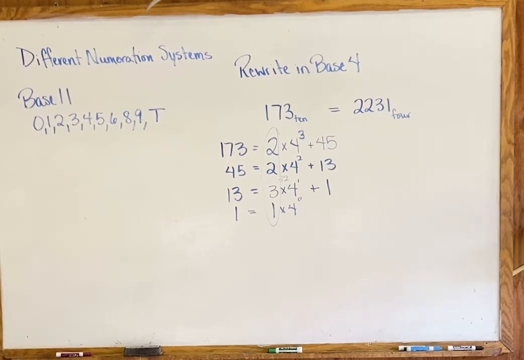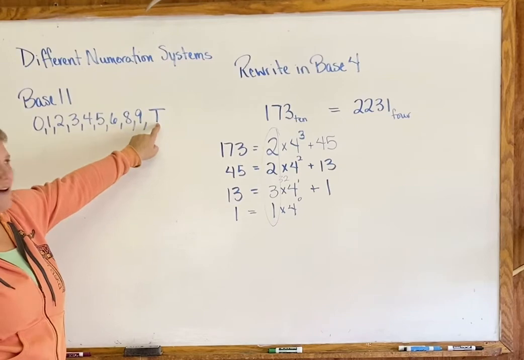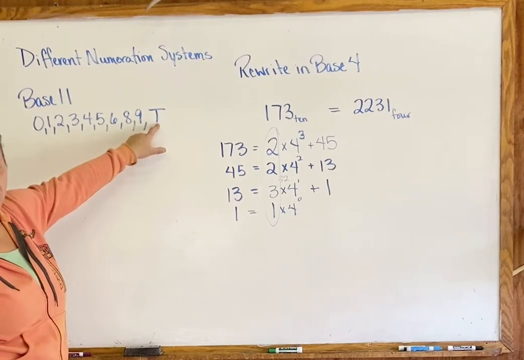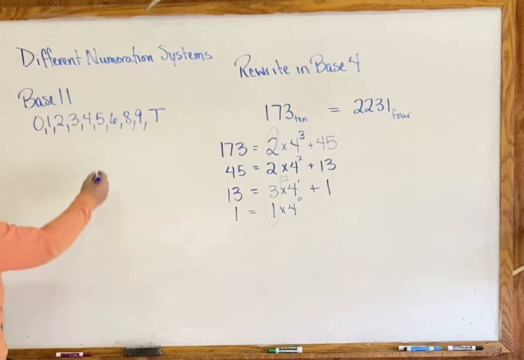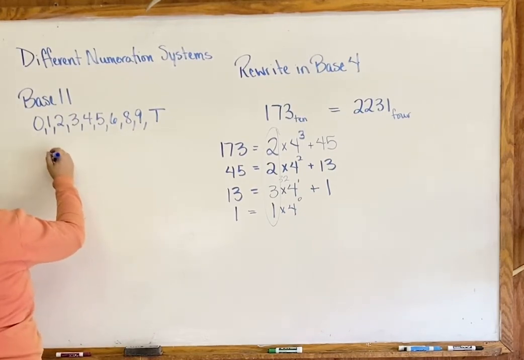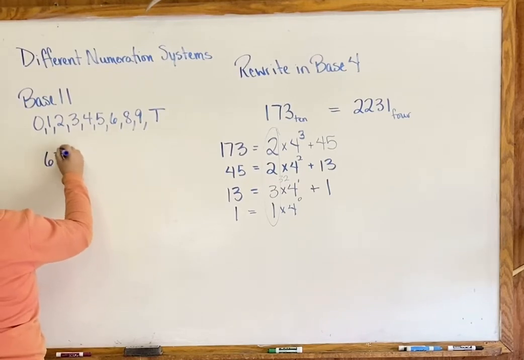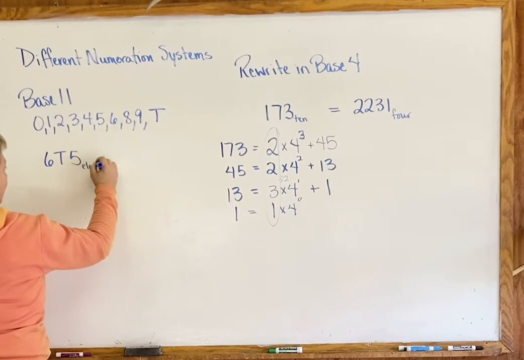So you can see that if you're using larger bases like base 11, all of a sudden your numbers are going to start having different values in them. So that's a royal pain in the butt. But here's what this might look like. We might see, and I'll just use a small one, we don't need to go big here, but maybe we would see the number 6T5, and then it would say base 11.